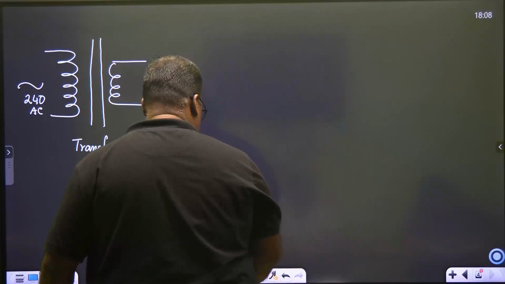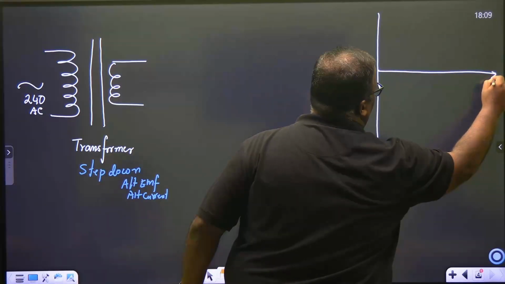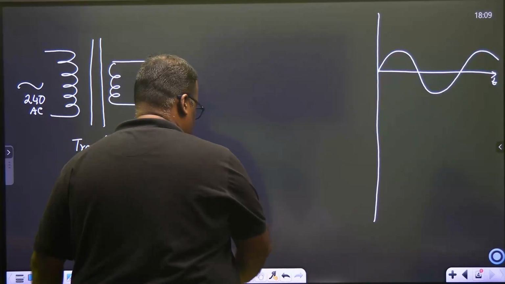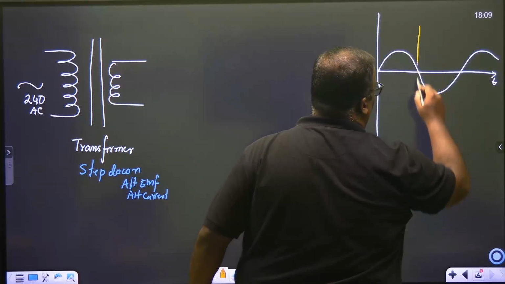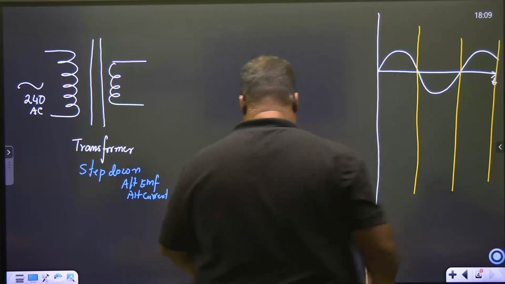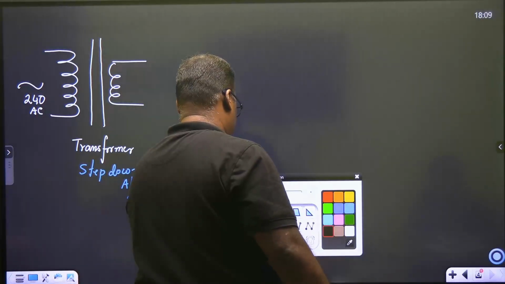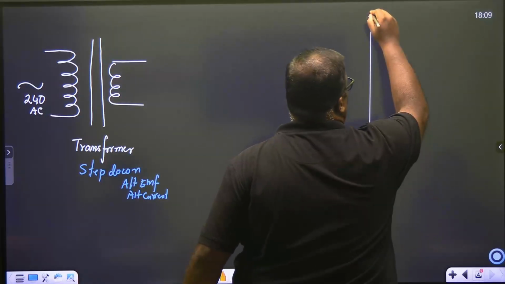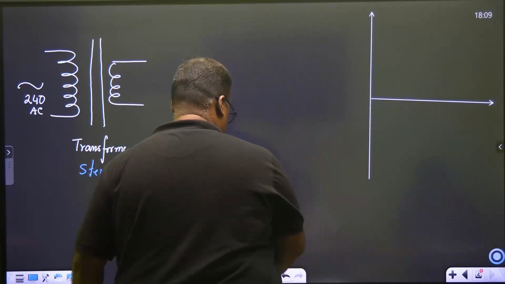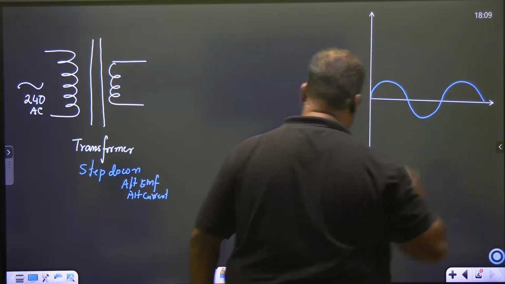Okay. And let me draw some waveforms. This is time. So my input signal is coming in this manner. Have you understood? This is my input to the transformer. Let me make it better. One minute. So let's take our AC input.